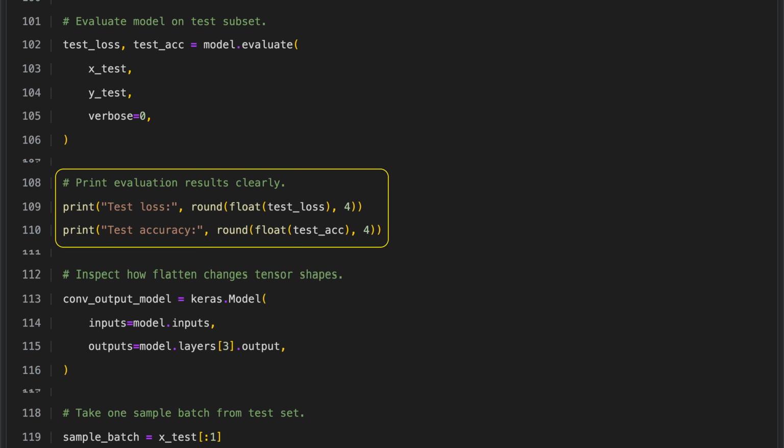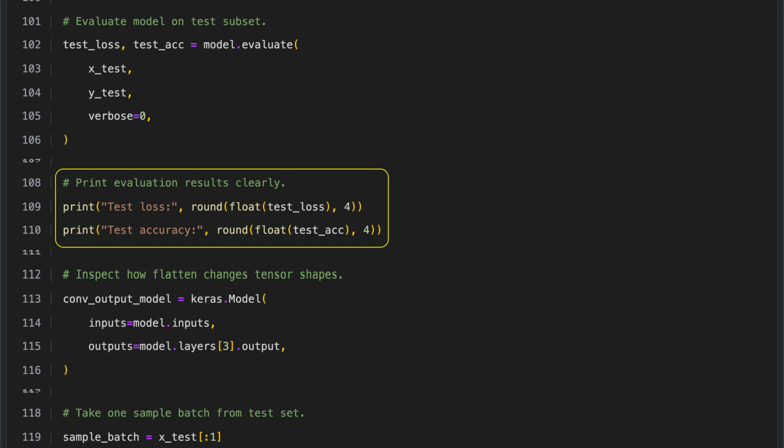We report the model's performance on the test data by printing 2 key metrics, test loss and test accuracy. Each value is converted to a standard number format, rounded to 4 decimal places, and then displayed. The test loss tells us how much error the model makes on unseen data, while the test accuracy shows the proportion of correct predictions. Together, these rounded values give a clear, concise summary of how well the model performs on the test set.